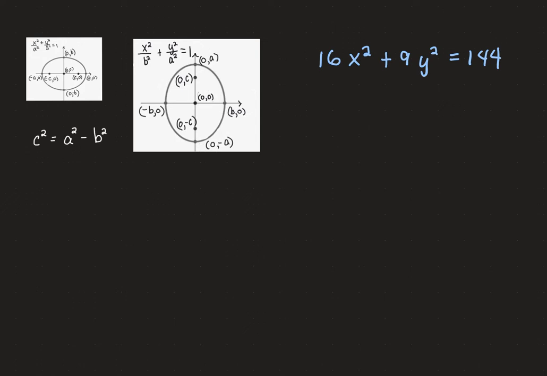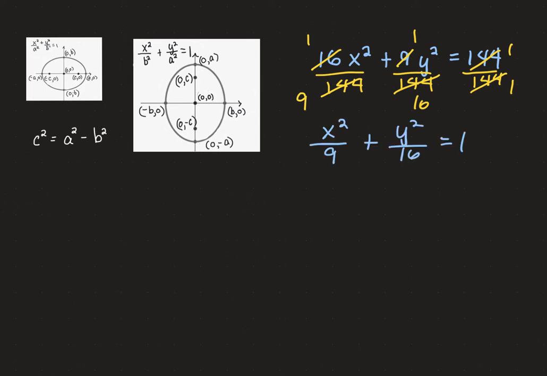Well, we can accomplish that by dividing both sides by 144, which means you have to divide each term of the left-hand side by 144. And then we can reduce. 16 goes into 16 one time and into 144 9 times. 9 goes into 9 once and into 144 16 times. And then, of course, the right-hand side will reduce to 1 over 1, or just 1.